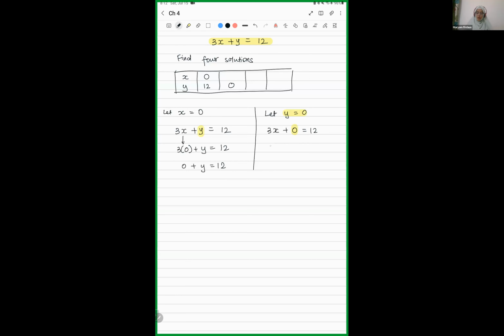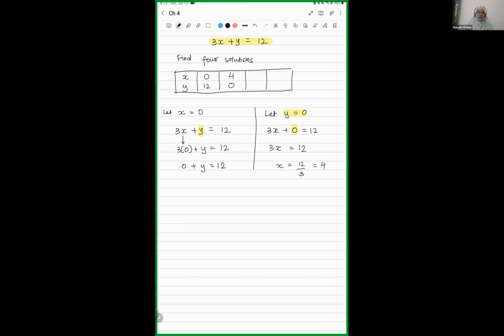Okay. Now, what does this become? 3x equals 12. So x becomes what? 12 by 3. What is 12 by 3? 4. So x becomes 4.